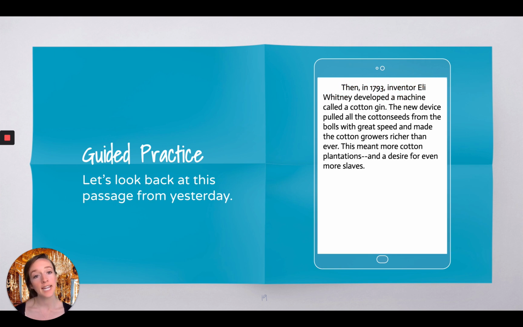Then, in 1793, inventor Eli Whitney developed a machine called a cotton gin. The new device pulled all the cotton seeds from the bolls with great speed and made the cotton growers richer than ever. This meant more cotton plantations and a desire for even more slaves.